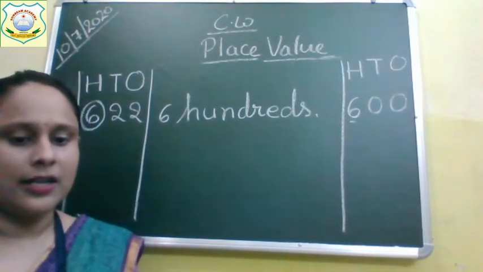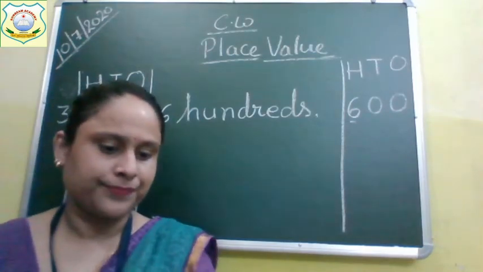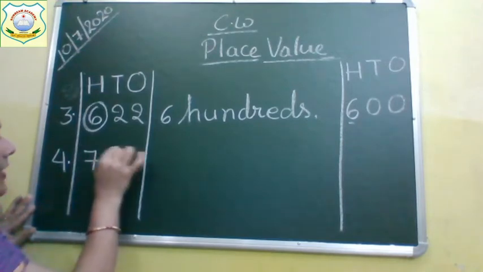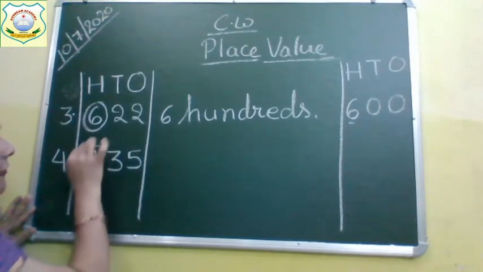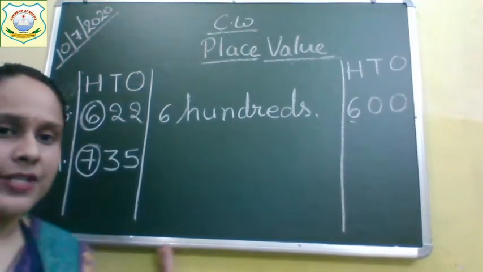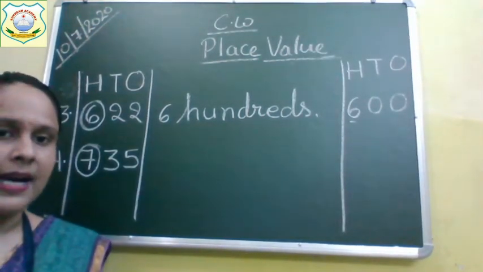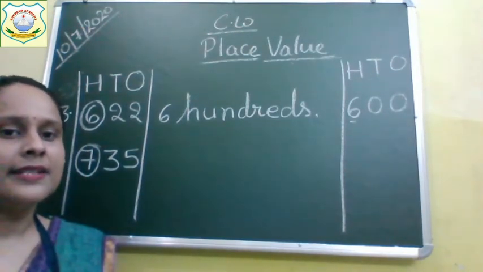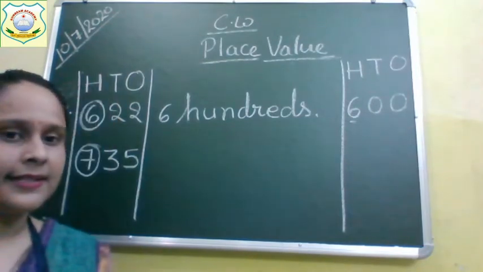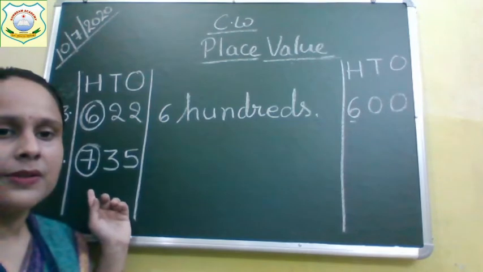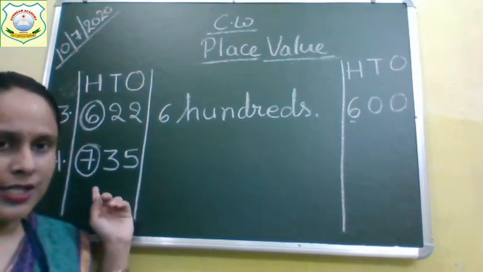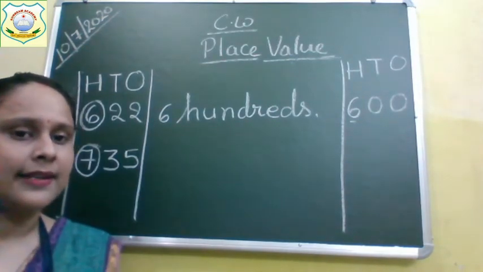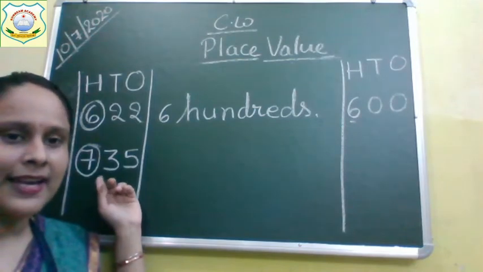After this, children, come to the next question. Your next question is 735. Which is the circle number? 7 is the circle number. And what is the place of this 7? 7 is in the hundreds place. See all the 3 numbers. Now, will you tell me on which number you can see a big circle? Yes, on 7. Very good.